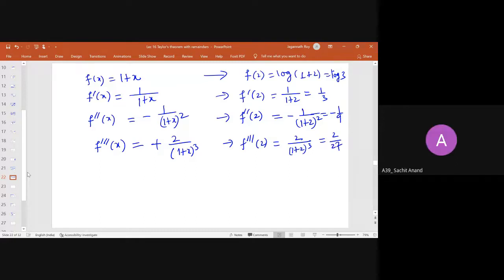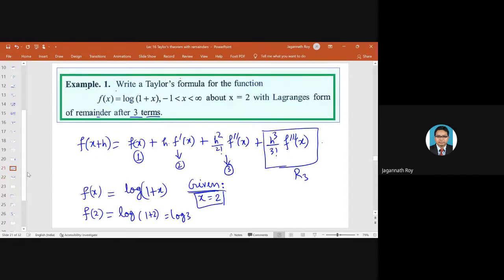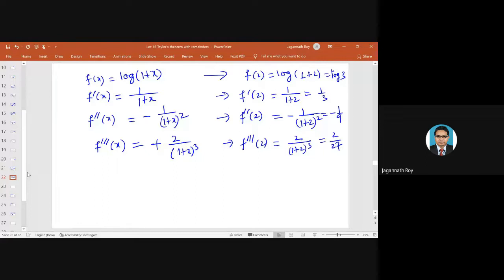Sir, isn't f of x log of 1 plus x? Yeah, f of x is log of 1 plus x, right. Oh yes, sorry, sir. You wrote there, yeah, I have written, thank you. Yes, you're correct. Okay. So while I was doing this calculation, I skipped it. Anyway, thank you for the correction. Okay, so these expressions are now correct.